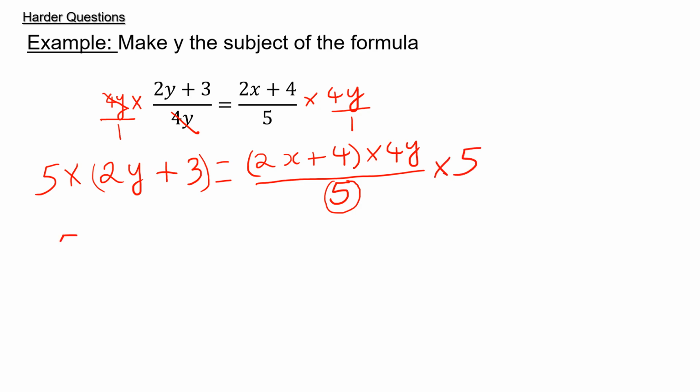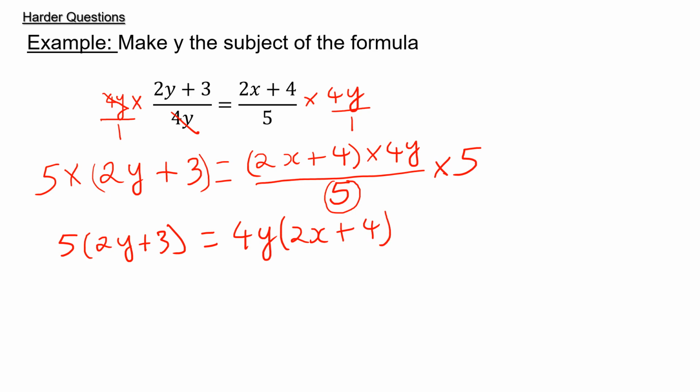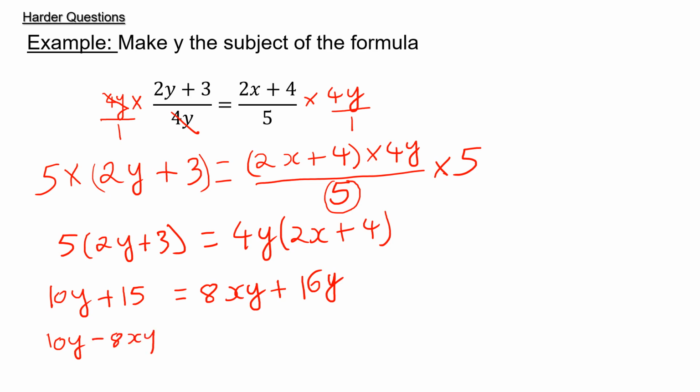giving me on the left-hand side 5 times 2y plus 3, and on the right-hand side 4y bracket 2x plus 4. Essentially the 5's cancel. I could now expand these brackets. On the left-hand side I would have 10y plus 15. On the right-hand side I would have 8xy plus 16y. I'm going to get all of the y terms onto the left, giving me 10y, take away 8xy, take away 16y. I can subtract 15 from both sides, so I have minus 15 on the right.